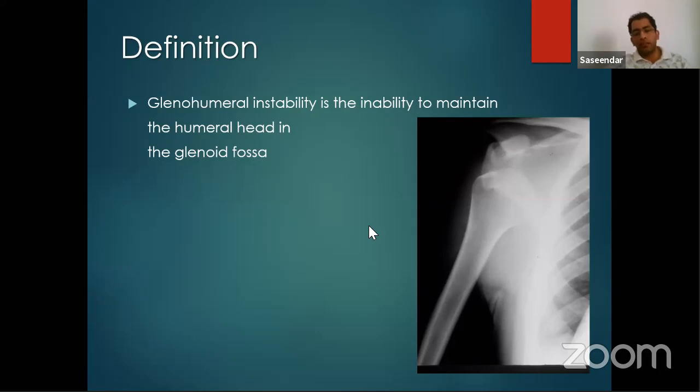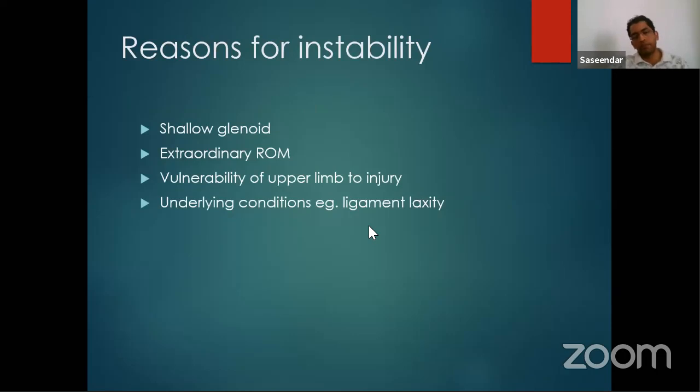Now we go on to the actual talk on instability. So what is instability? The inability of a joint to maintain its position. Or in other words, inability of the glenohumeral joint to maintain its in situ position. So why does it happen? Because the shoulder is a very mobile joint, and mobility always comes at the expense of stability. There is a small cup and a big ball, so obviously the instability risks are high, even though there are parameters which try to reduce the risk of instability.